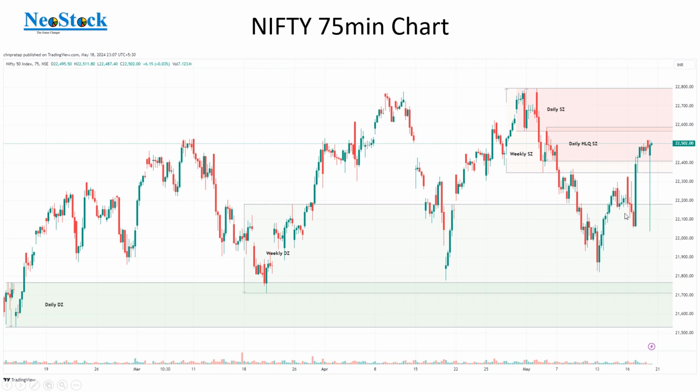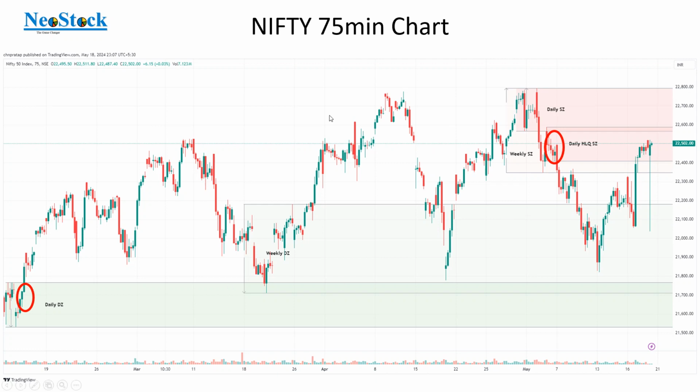So where are the 75 minute zones? Here we have a high liquidity supply zone, 75 minutes. And here you have a daily demand zone. So let us draw these zones.